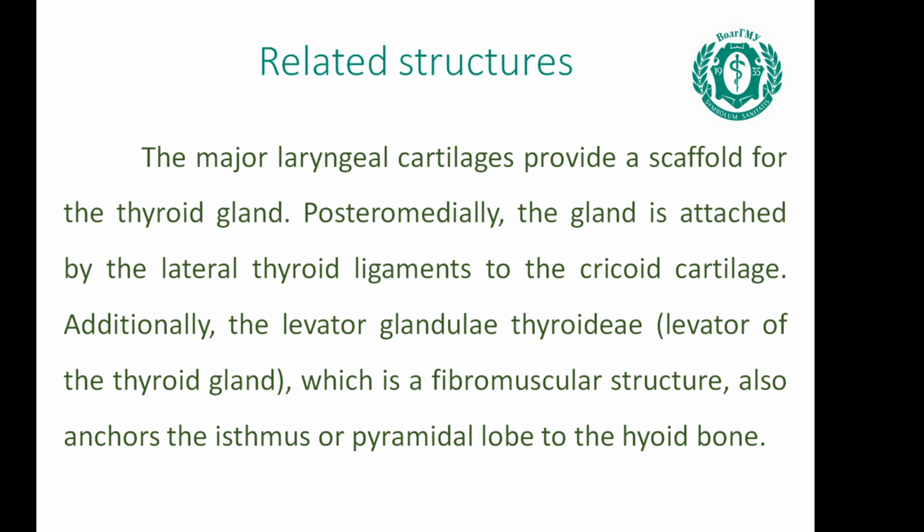Related structures. The major laryngeal cartilages provide a scaffold for the thyroid gland. Posteromedially, the gland is attached by the lateral thyroid ligaments to the cricoid cartilage. Additionally, the levator glandulae thyroidae, levator of the thyroid gland, which is a fibromuscular structure, also anchors the isthmus of the pyramidal lobe to the hyoid bone.